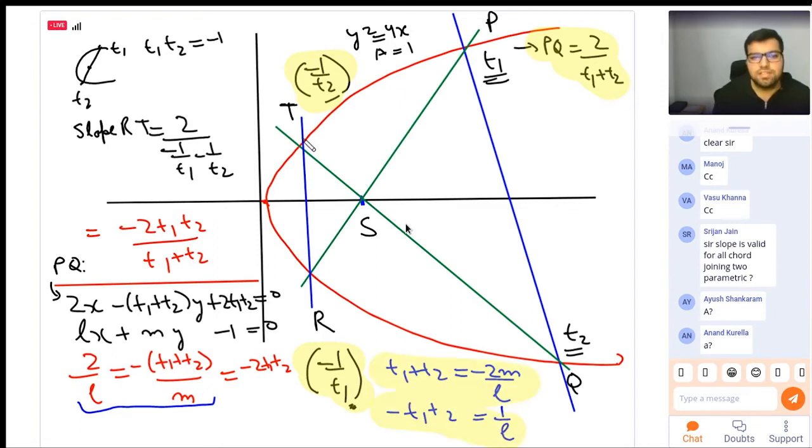I will just put these values over here. So what will I get? This will become equal to twice of minus T1 T2, that is twice of 1 by L, divided by T1 plus T2, that is minus 2 M by L. Then L and L will get cancelled, 2 and 2 will get cancelled, and finally I will have this value as minus 1 by M. There is the answer. Slope of RT is minus 1 by M.